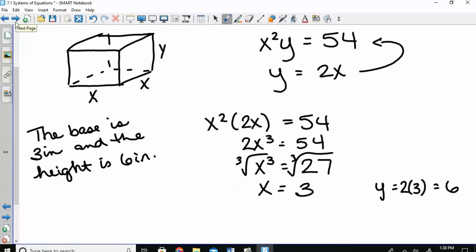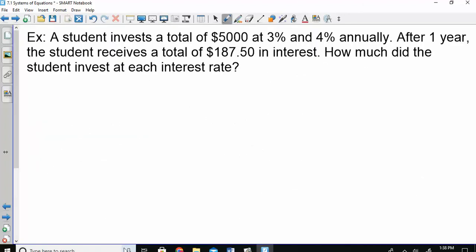So I just have one last type of problem. A student invests a total of $5,000, some at 3% and some at 4% annually. After 1 year, the student receives a total of $187.50 in interest. How much did the student invest at each rate?